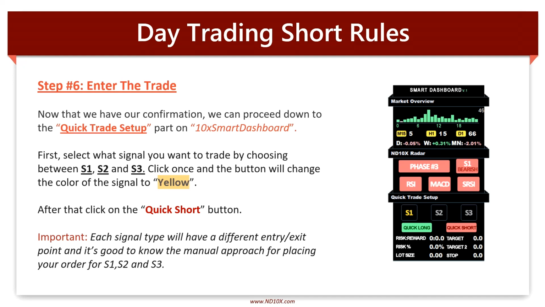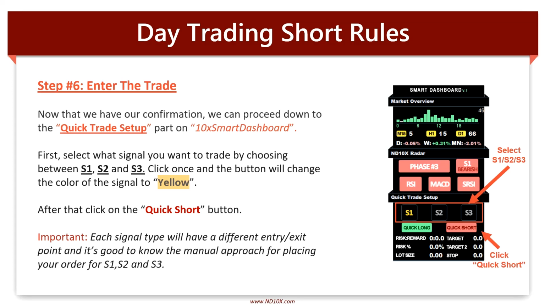Step 6. Enter the trade. Now that we have our confirmation, we can proceed down to the quick trade setup part on the 10x Smart dashboard. First, select what signal you want to trade by choosing between S1, S2, and S3. Click once, and the button will change the color of the signal to yellow. After that, click on the Quick Short button.